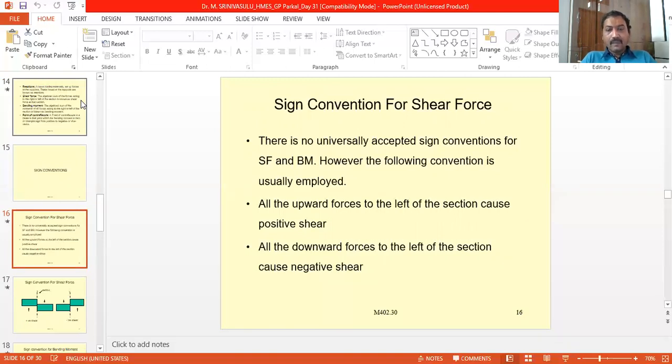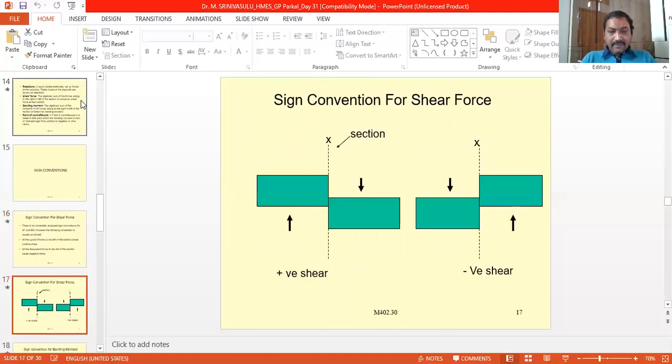So the first one is: all upward forces acting to the left of the section will cause positive shear. So here, this is a section, and to the left, upwards. So upward forces acting leftward will cause a positive shear.